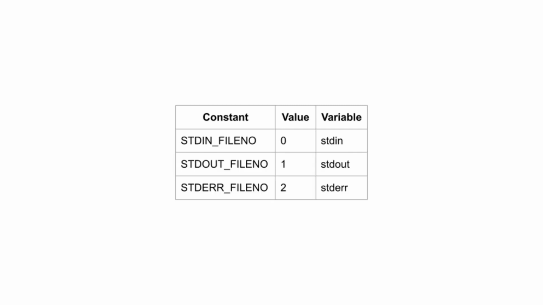C provides constants for the standard in, standard out, and standard error file descriptors. These are set to 0, 1, and 2 respectively. There are also variables called stdin, stdout, and stderr. Use the file descriptor constants or the variables depending on the function.